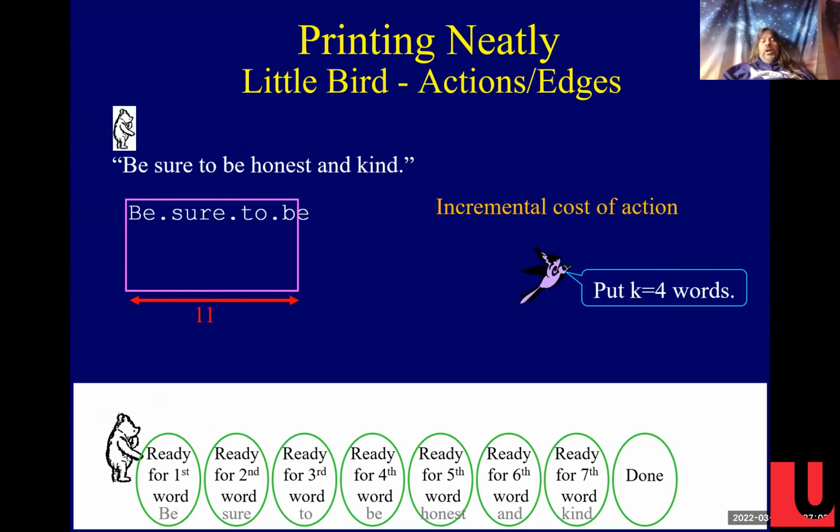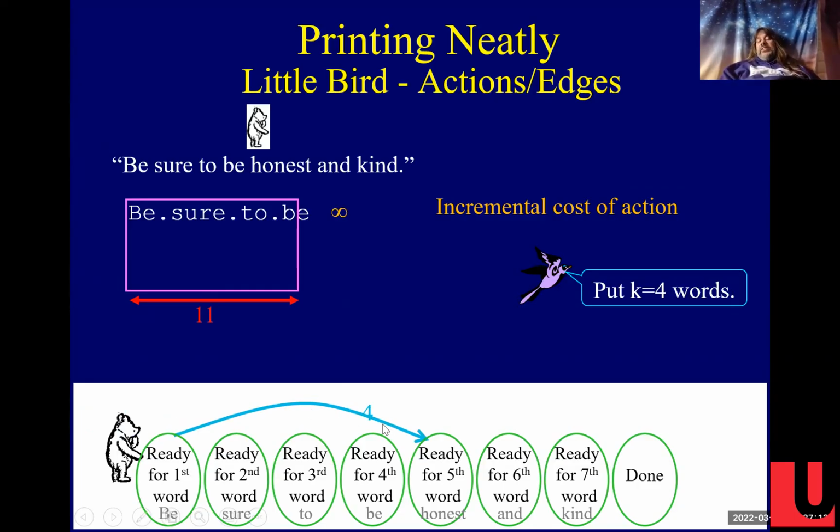Could I put on 4 words? No, they don't fit. So in some ways, taking this edge has a cost of infinity, or this edge doesn't exist at all. Does that make sense?